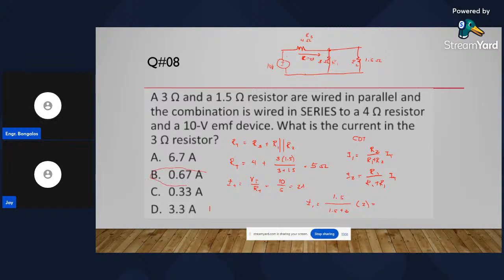0.67. Sorry. Double check ko lang. Tama. 0.67 ampere.